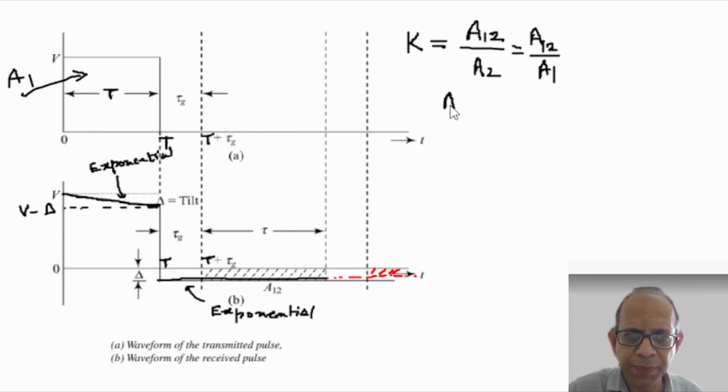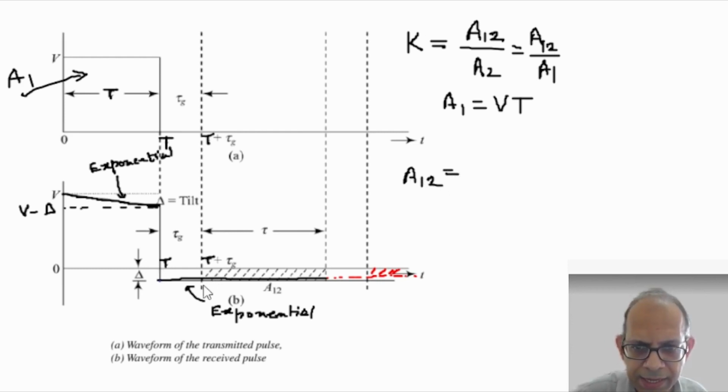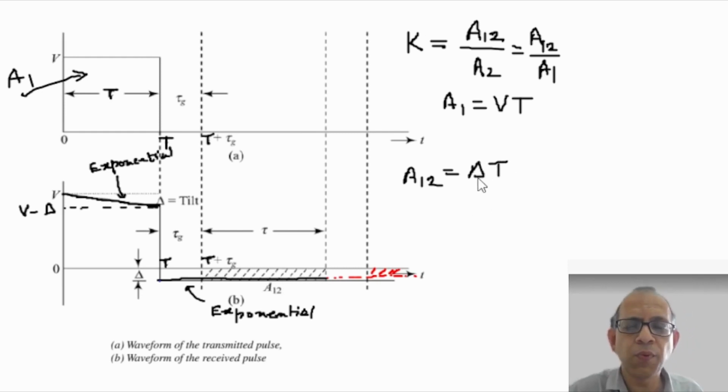A1 is simply the area of this rectangle, which is V times T. As far as A12 is concerned, A12 is equal to this delta into this T, because though it is exponential in nature, it looks like a straight line parallel to this line, so this area A12 is that of almost a rectangle with width delta and length T. So it is delta into T. Now we need to compute what is delta.